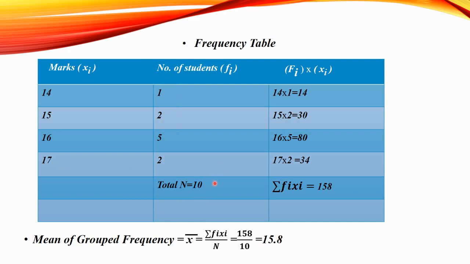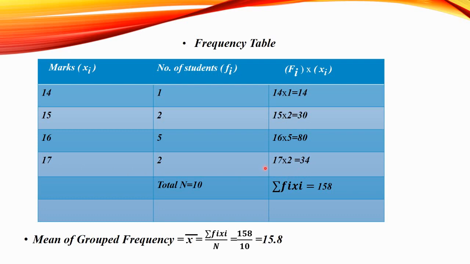Now, we will be finding the mean for this type of frequency table. Here we have to multiply fi into xi, that is frequency into the marks, so we can find out the total marks. 14 multiplied by 1 is equal to 14. 15 multiplied by 2 is equal to 30. 16 multiplied by 5 is equal to 80. And 17 multiplied by 2 is equal to 34.